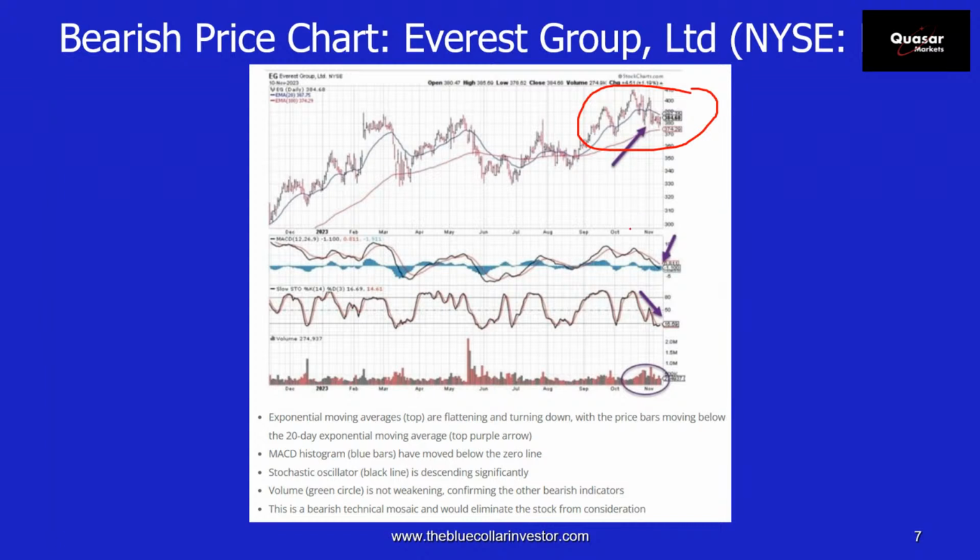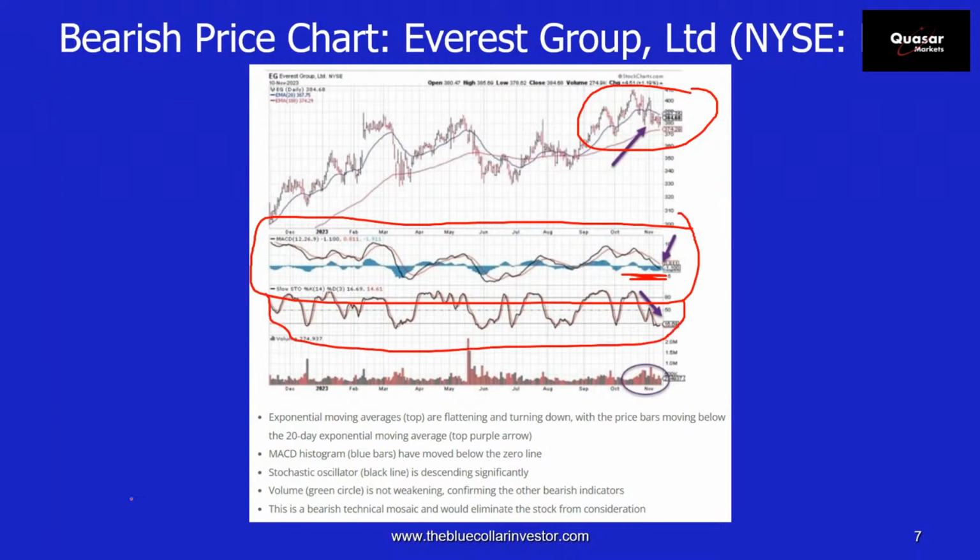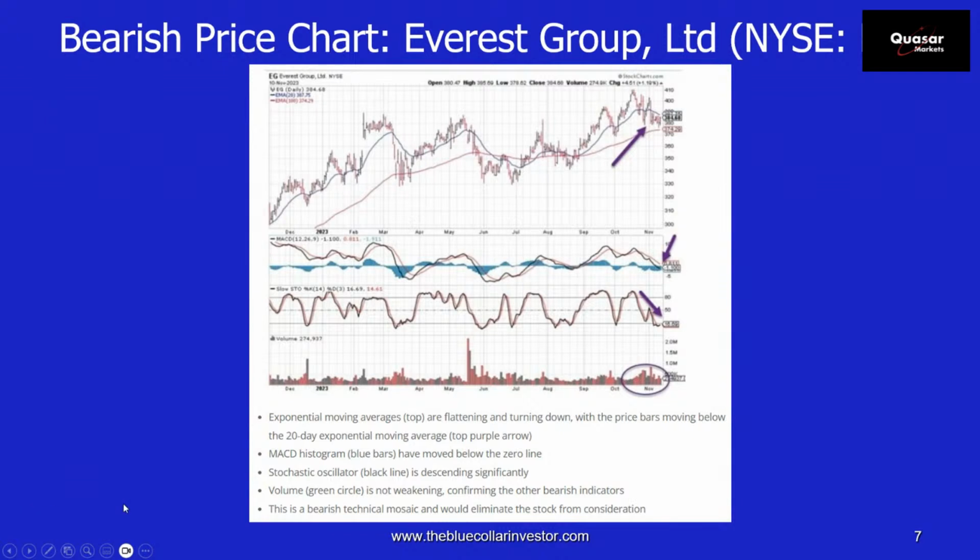Now, if you go down to the MACD histogram, those blue bars have now dropped below the 0 line, where that middle purple arrow is. They've now gone bearish. And if you look at the stochastic oscillator, the bottom purple arrow, that also has been descending and dropped below the 20th percentile. So we got three bearish signals, and they are confirmed by robust volume.